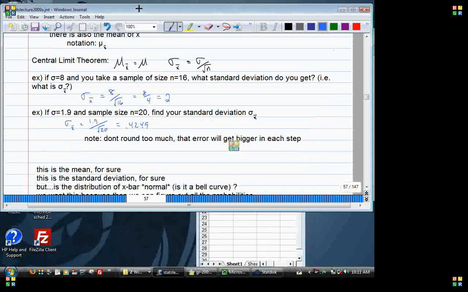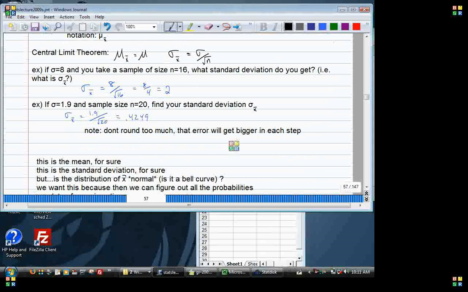The next big question we need to answer is: is the distribution of x bar normal? That's something that we haven't answered yet. So here's the answer to this question. Why do we want to know whether or not the distribution is normal? Well, once we know the distribution is normal, we can do everything that we've been doing, figuring out probabilities and all. So it would be very, very helpful if we knew that it was normal.